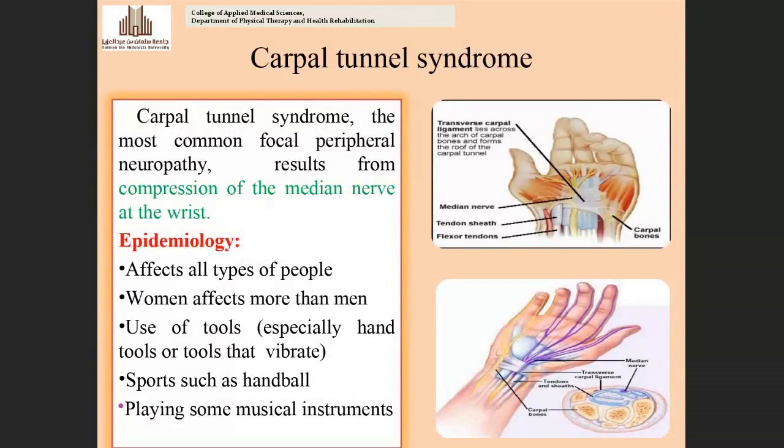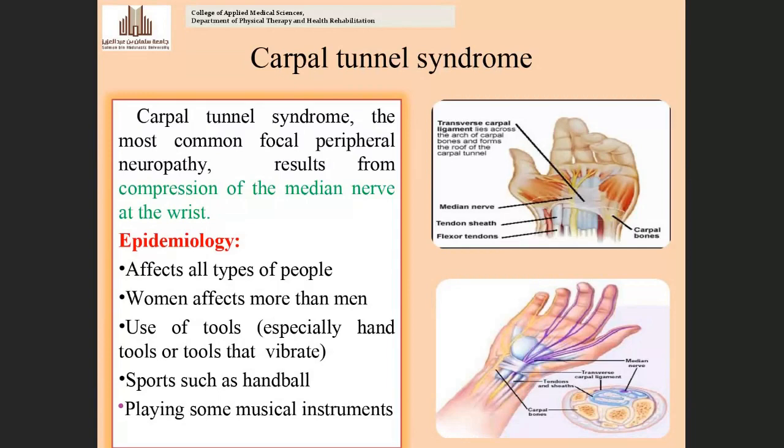There is a difference between tennis elbow and golfer's elbow. Tennis elbow means the problem or issues in the lateral epicondyle of the humerus, and golfer's elbow means the issues in the medial epicondyle of the humerus.